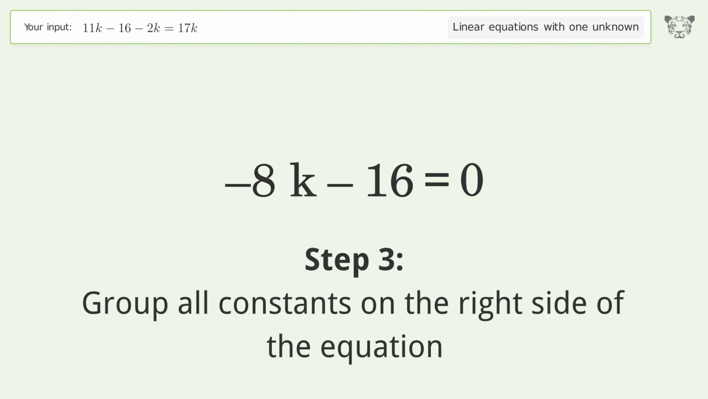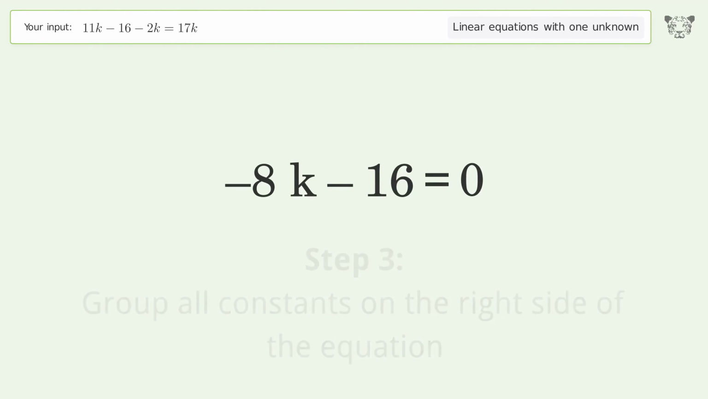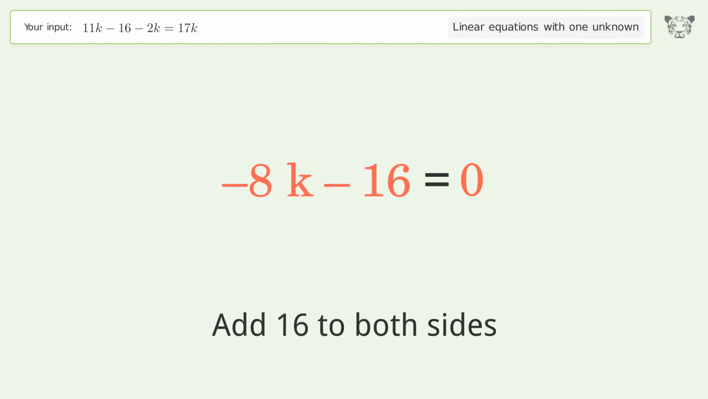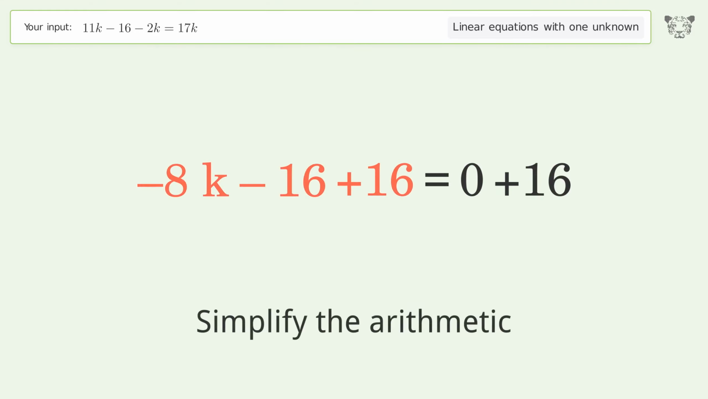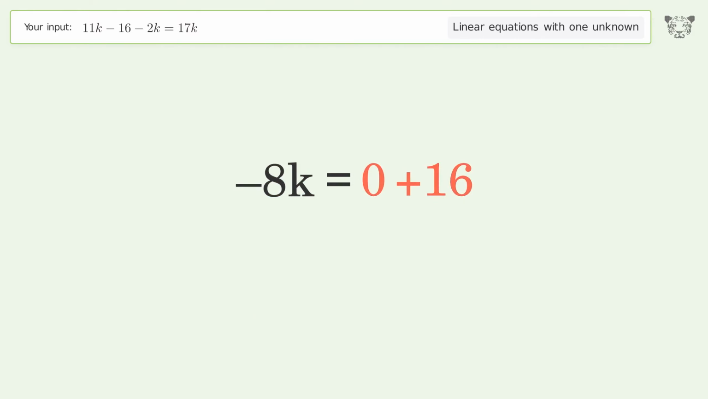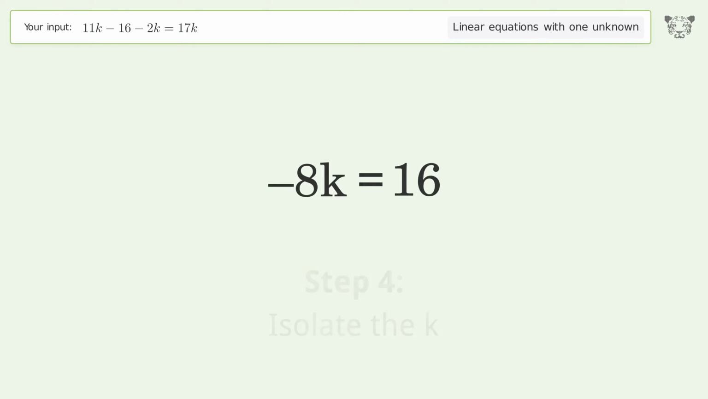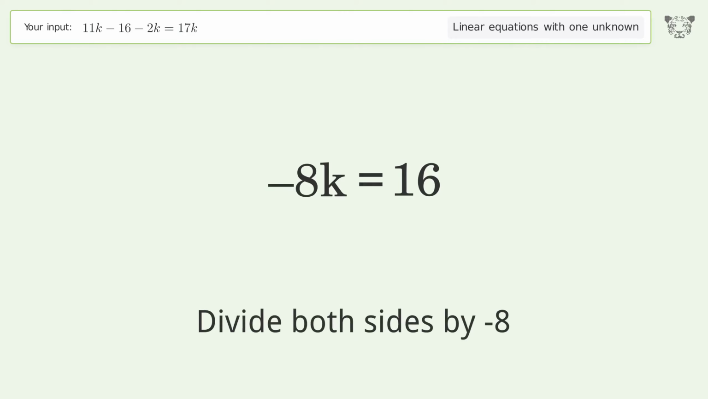Group all constants on the right side of the equation. Add 16 to both sides. Simplify the arithmetic. Isolate the k. Divide both sides by -8.